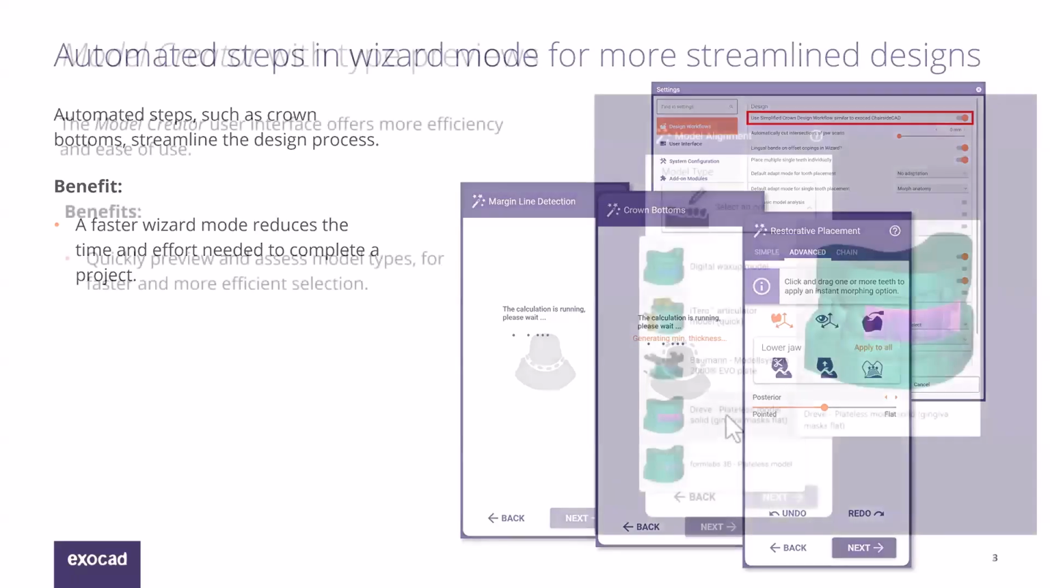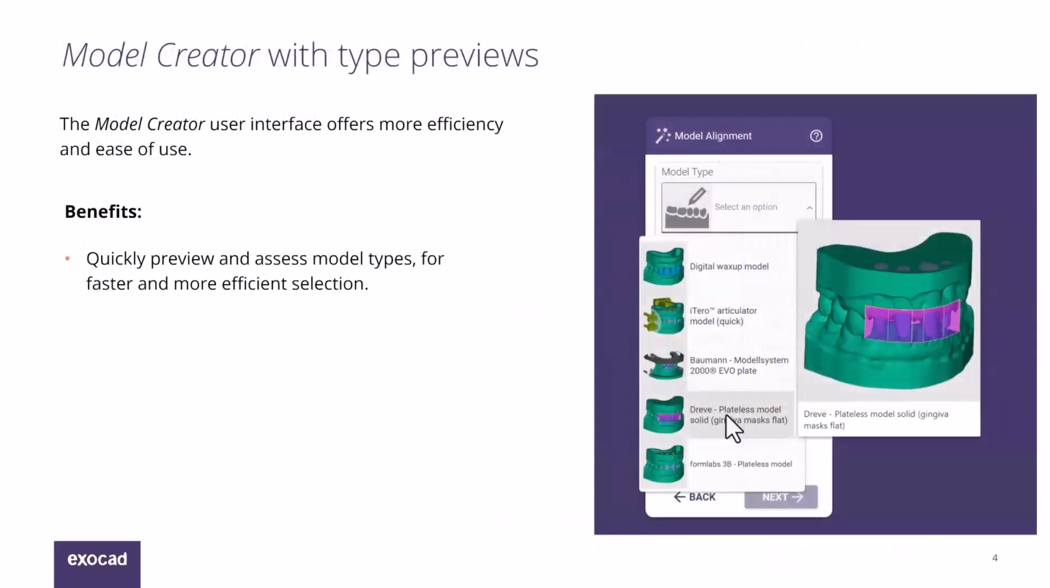Okay, next up, the thing that we will talk about today is the model creator with the type previews. We also added GIFs and pictures to this model alignment workflow. That means you have a better overview if you open the drop-down menu to see which kind of model you want to do. This makes it easier to find your individual style for the models. You can directly see each workflow with a small picture, and when you hover over it, you also get the big picture on the screen.